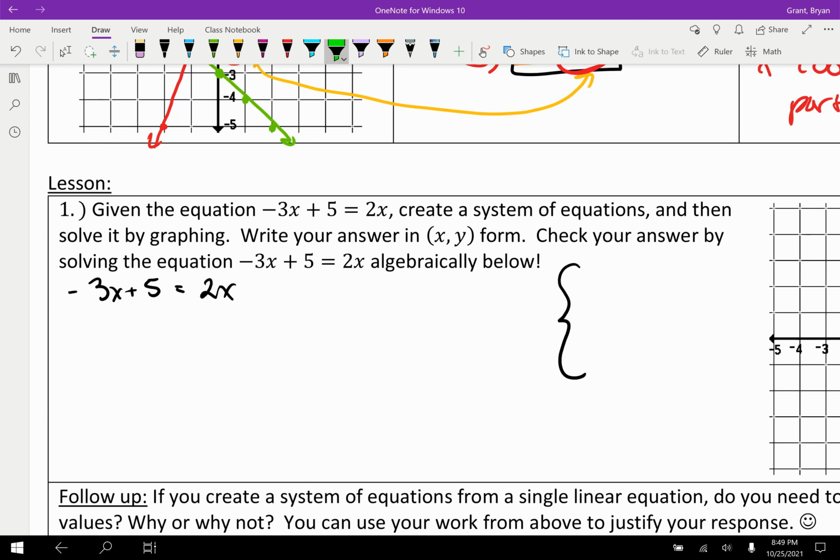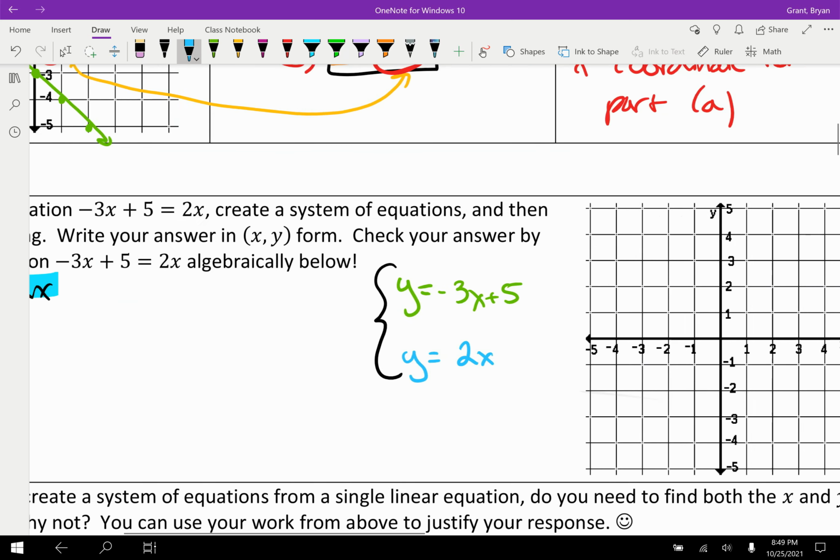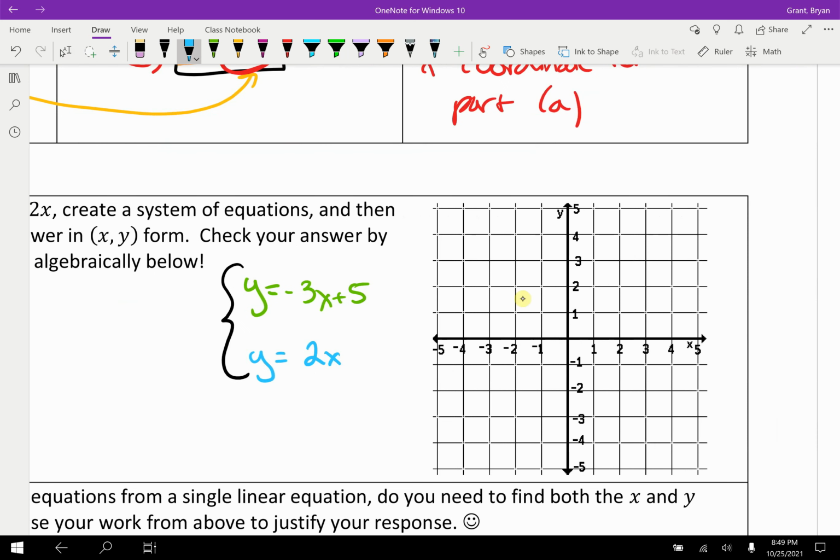And what we're going to do, though, is we're going to take this left side of the equation and make an equation that we can graph. The way we do that is we do y equals, and then the left side of the equation, negative 3x plus 5. We also need the second equation, 2x, and we're going to do y equals 2x. Notice both of these are equations that we should be able to graph. If this 2x throws you off, don't forget that you can put a plus 0 at the end.